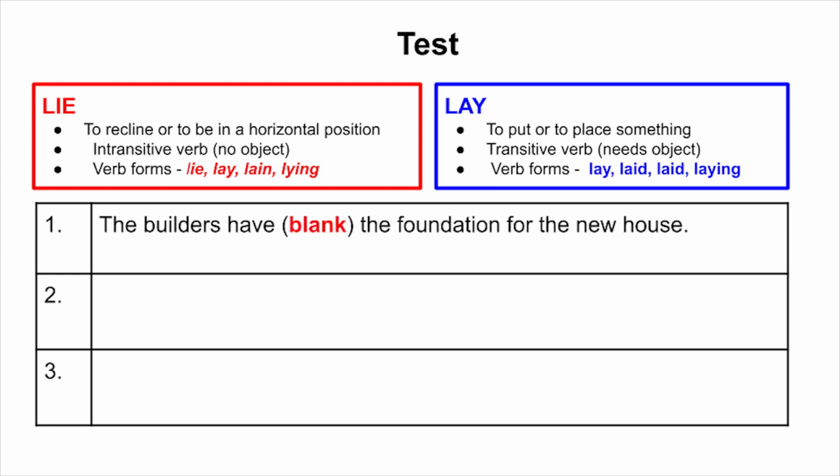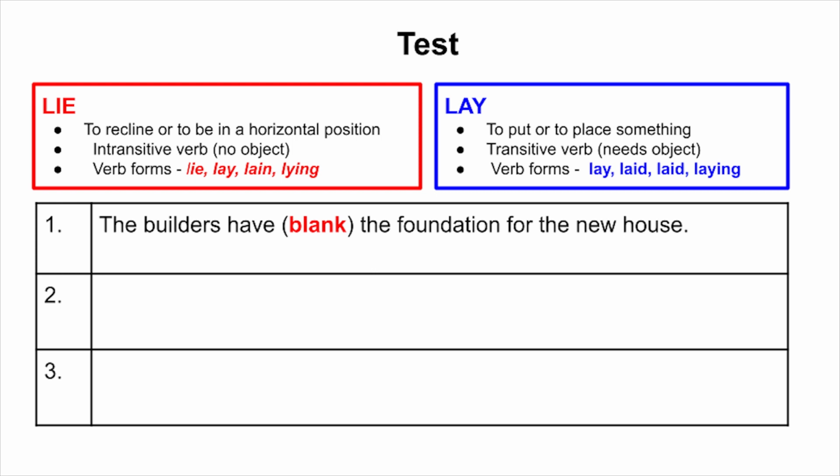Number 1. The builders have blank the foundation for the new house. To get our answer, we may ask any one of these two questions. Will our answer require a form of the verb lie, which means to recline, or a form of the verb lay, which means to place? The builders are placing something, so this is a form of the verb to lay.